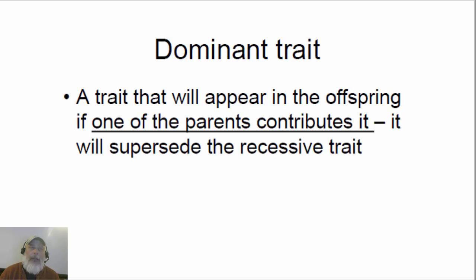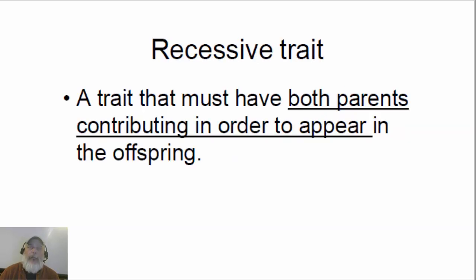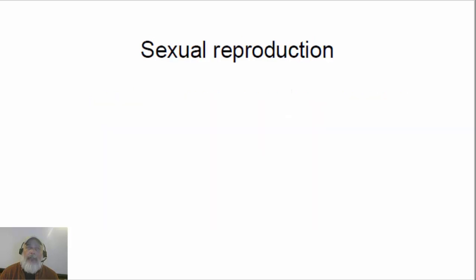Some of the terms that we learned in learning about Gregor Mendel would be things like dominant trait, and the dominant trait is the trait that will appear in the offspring if one of the parents contributes it. It will supersede the recessive trait, so it will kind of cover over the recessive trait. The recessive trait is a trait that both parents must contribute to the offspring. Otherwise, a dominant trait will supersede it and turn up. The recessive trait is kind of like a hidden trait. So if we have two purple flowers that we breed and the offspring has a white flower, that would be a surprise, and that would indicate that the white flower is a recessive trait.